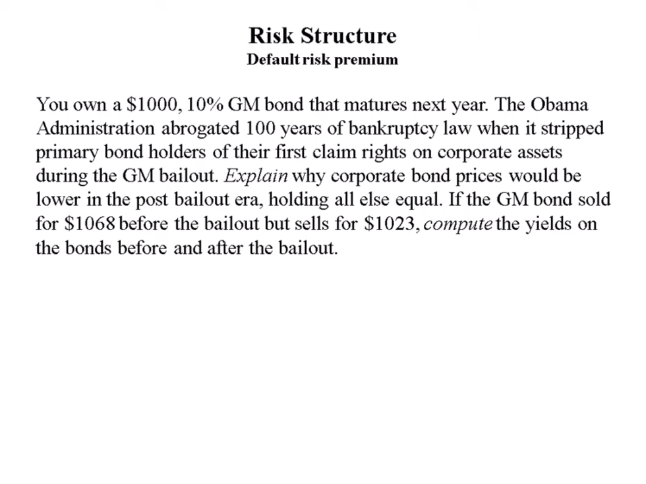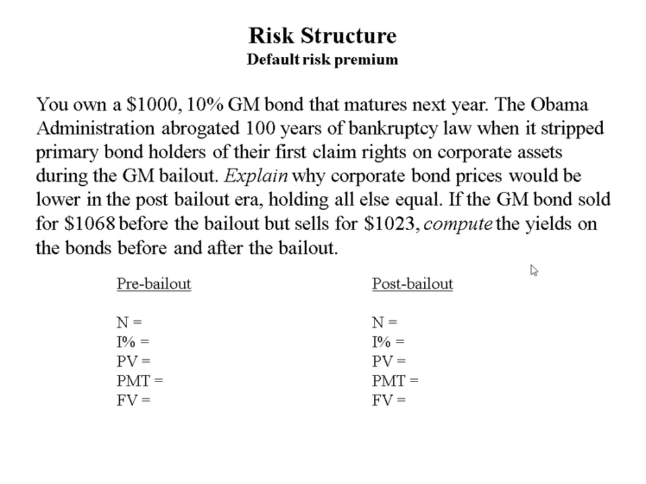Okay, here's an example. You own a $1,000 10% GM bond that matures next year. The Obama administration abrogated 100 years of bankruptcy law when it stripped the primary bondholders of their first claim rights on corporate assets during the GM bailout. Explain why corporate bond prices would be lower in the post-bailout era, holding all else equal. If the GM bond sold for $1068 before the bailout, but sells for $1023, we're going to compute the yields and then use that as a default risk premium.